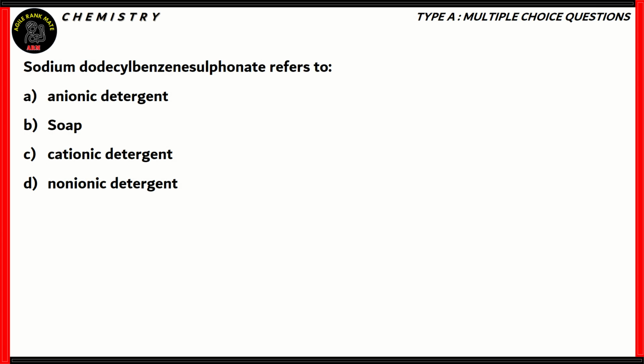Moving on to our next question. Sodium dodecyl benzene sulfonate refers to: anionic detergent, soap, cationic detergent, non-ionic detergent. So we're dealing with a chemical called sodium dodecyl benzene sulfonate.